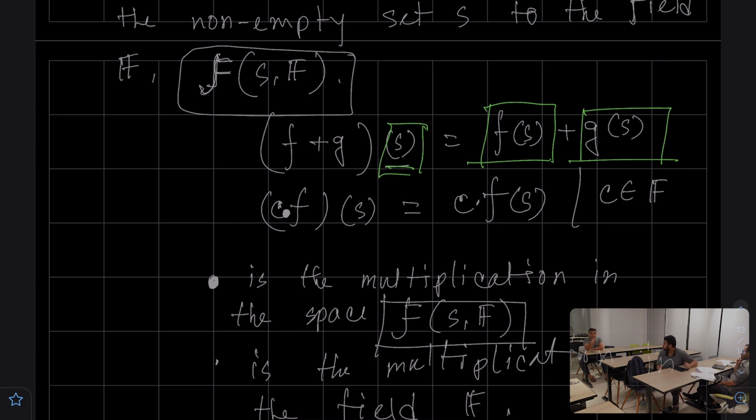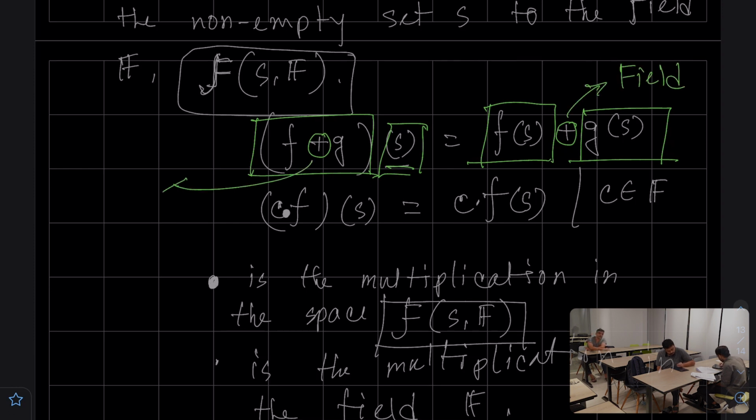So as a matter of fact, the plus on the right is not the same as the plus on the left. That plus is in the vector space, and that plus is in the field over which the vector space is defined.